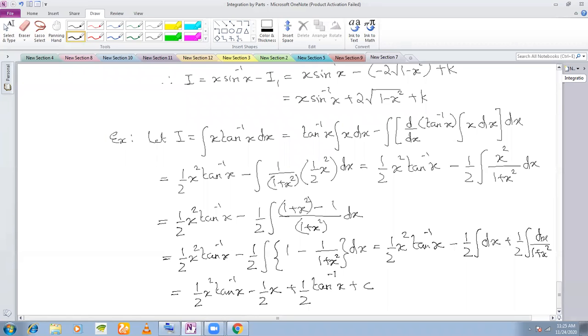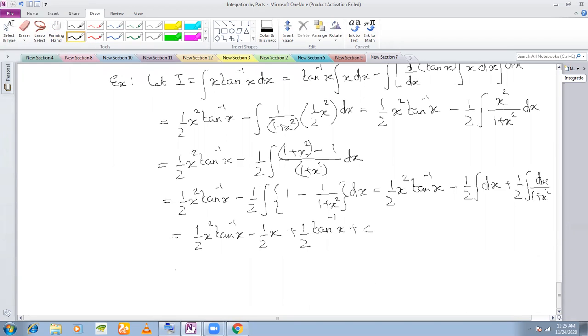plus c. And you can take the half common and express this in a better form as half of x square tan inverse x minus x plus tan inverse x plus c. That is your answer. Okay, I stop here for today.